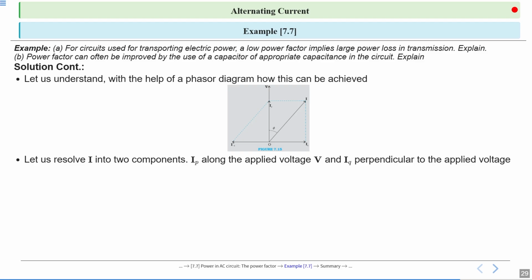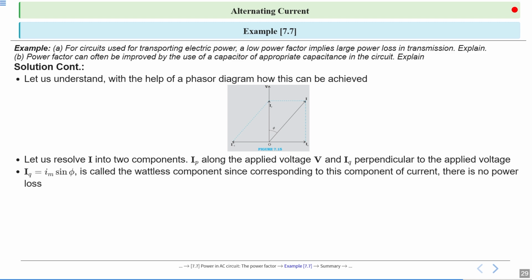So to improve the power factor, what we have to do? We have to neutralize this wattless current. Current is there, but power due to this current is not there. It is wattless current. So we have to neutralize this to improve the power factor. IQ is equal to Im sin phi, that we have seen in the wattless and wattful current. It is called the wattless component since corresponding to this component of current there is no power loss. There is no power dissipation in the circuit due to this IQ.